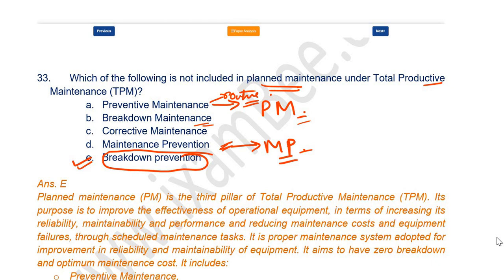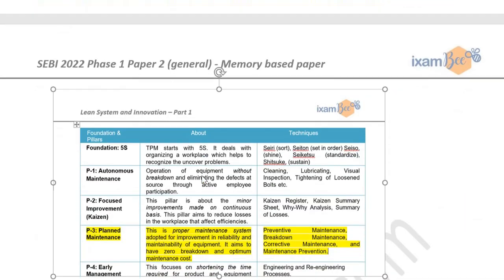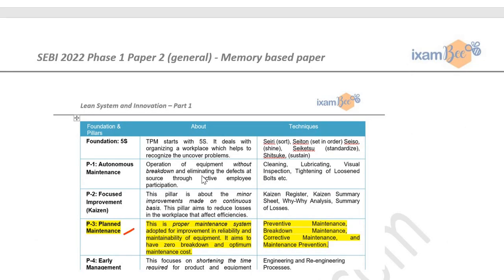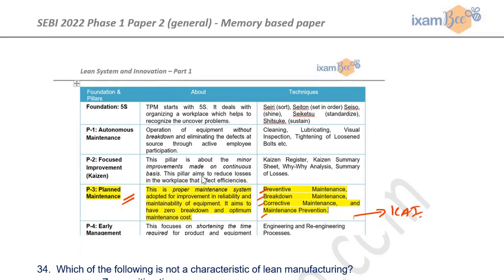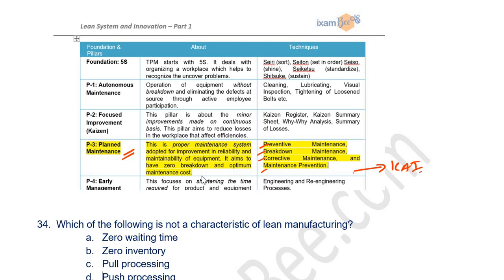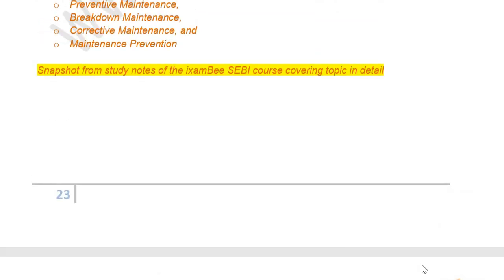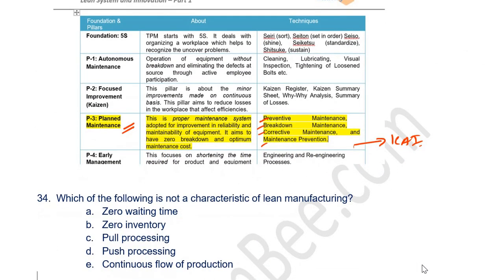So this is correct, and the correct option which is not a part is actually breakdown prevention, and it is very clearly mentioned in the notes under third stage of TPM. Plant maintenance actually includes 4 items: preventive maintenance, breakdown maintenance, corrective maintenance, and maintenance prevention. And this has been mentioned by ICAI also in their notes. So this is the correct. Only breakdown prevention is not the correct option.